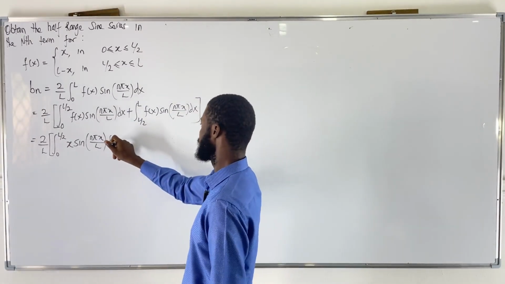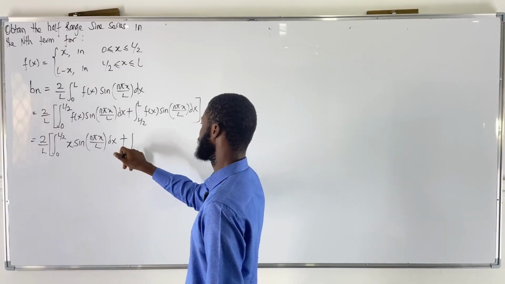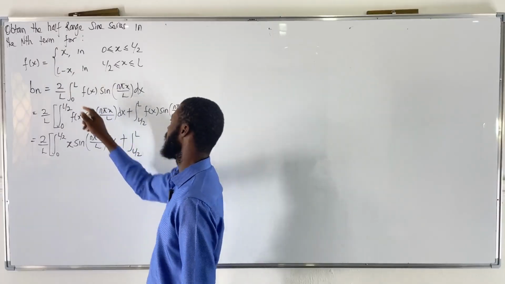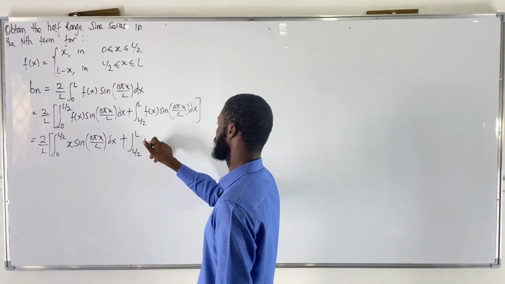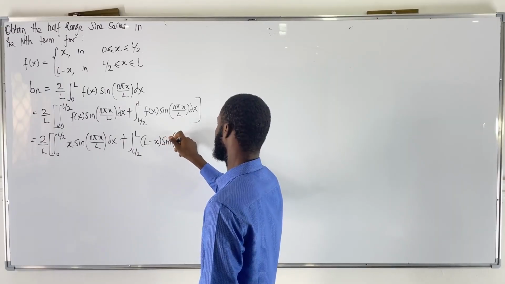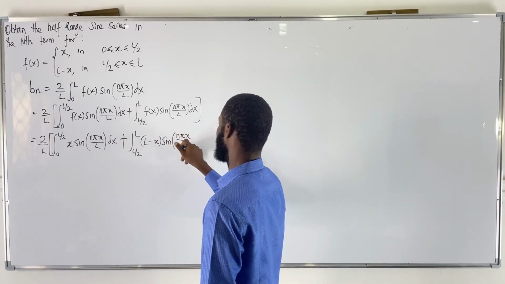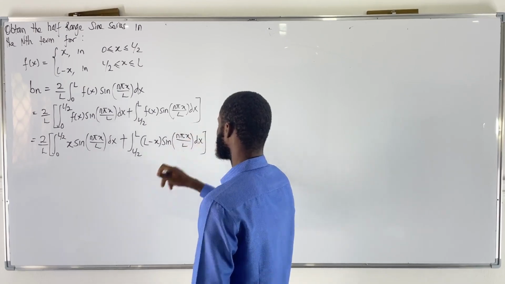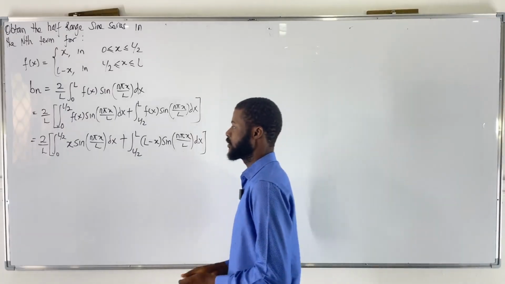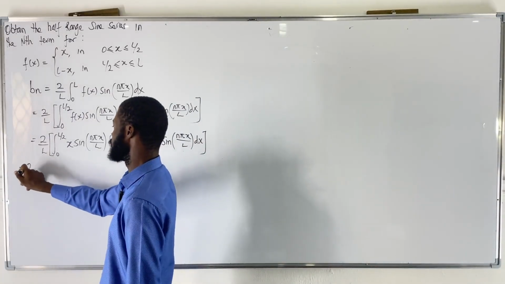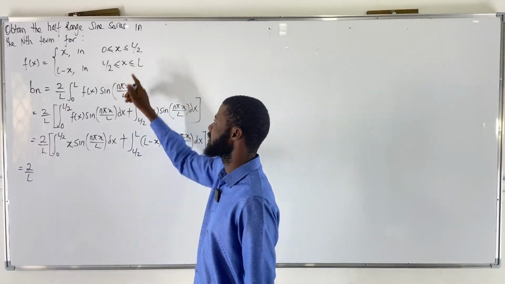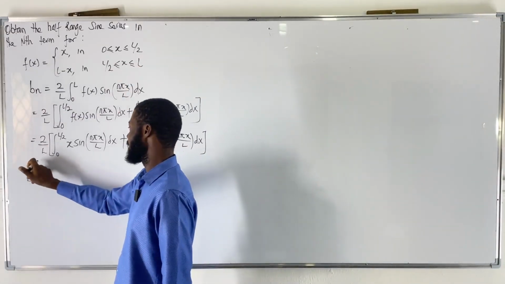And then plus this one, the integral from L over 2 to L, f of x is L minus x, sine n pi x over L dx. Now, definitely, we need to use integration by parts. So this will be 2 over L. If you notice, L was not specified, so we're going to leave it like that.